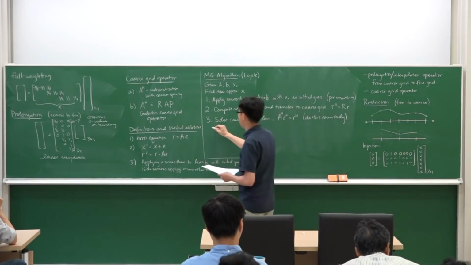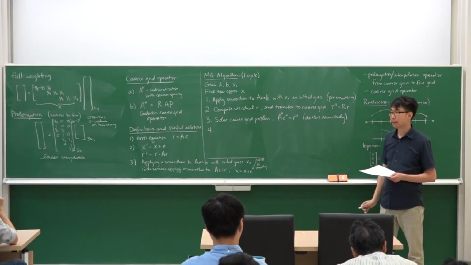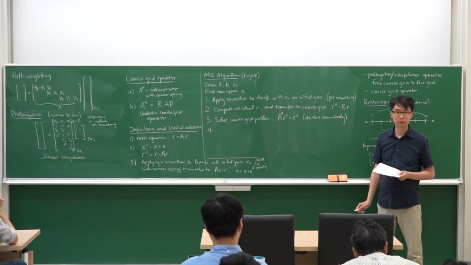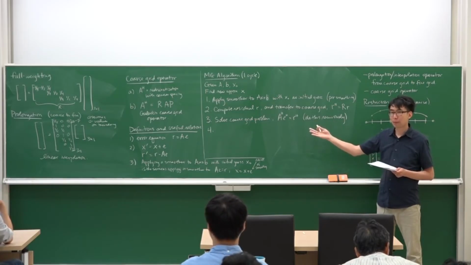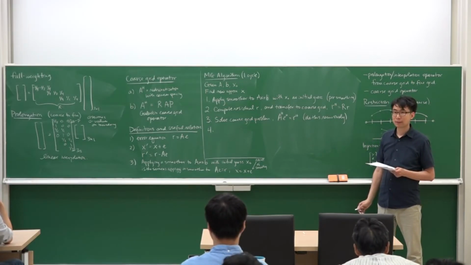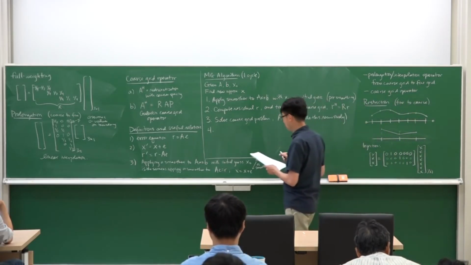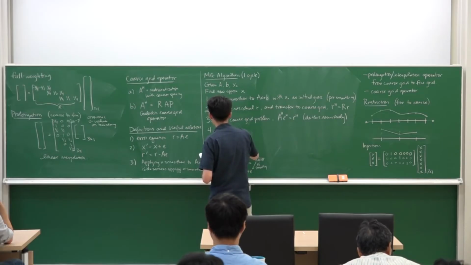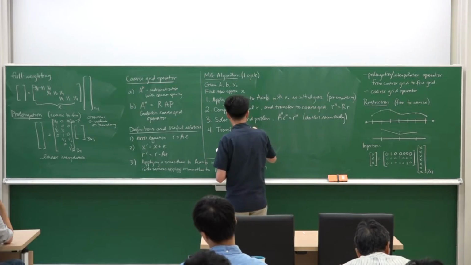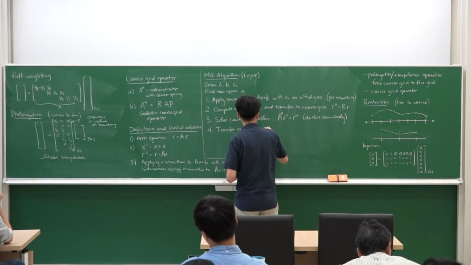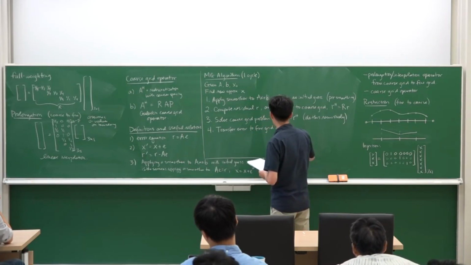Step four, now we have the error on the coarse grid. What should we do? Now we want to interpolate it onto the fine grid and then correct the error on the fine grid. So transfer error to fine grid and correct.